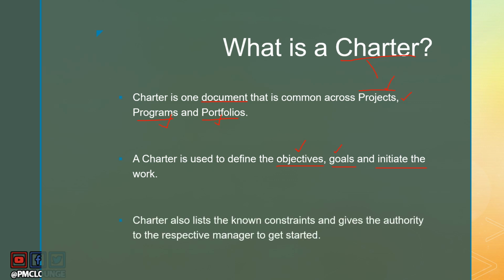The charter also lists known constraints, whatever you know at that point in time, so you should include that. And it also gives the respective manager the authority to get started. And that is how you initiate the work. You name the respective manager, the project manager, program manager, or portfolio manager, in your respective charter, and that's how they get the authority to start the work.